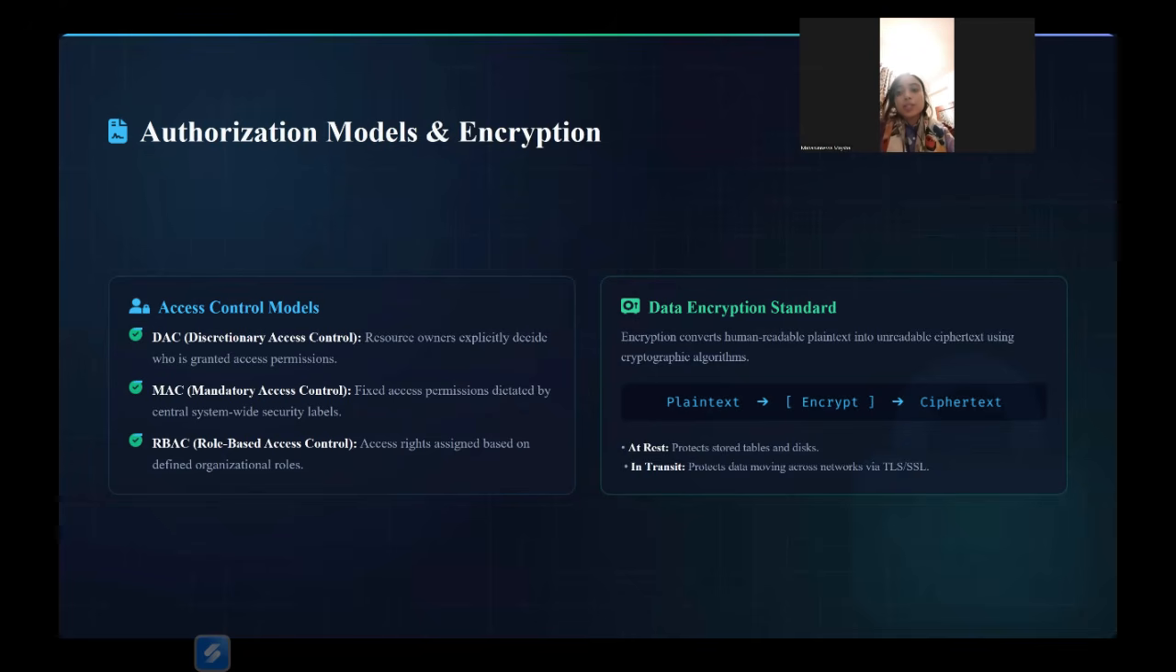Now for data encryption standards. Encryption converts human-readable plain text into unreadable ciphertext using a cryptographic algorithm. The process is plain text, encrypt, to ciphertext. Encryption protects data at rest, such as stored tables and disks, and also data in transit, such as data moving across networks via TLS/SSL.